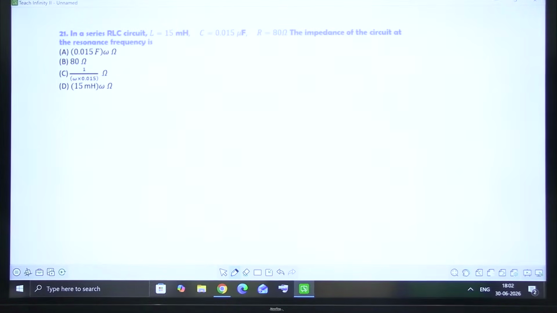At resonance, inductive reactance and capacitive reactance magnitude wise both are equal. Okay, circuit will be purely resistive. If purely resistive, only resistance is going to be left. That's all. Option is B for Bombay.